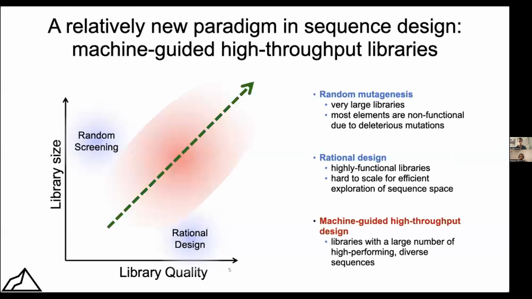And then there's this third paradigm, which is both what we're focused on at Dino, but also something a lot of people here work on in some form or another, which we call machine-guided design. And machine-guided design is just using machine learning models to design libraries that both have a large number of high-performing sequences, but also have high diversity and potentially can explore further out in sequence space. And again, hopefully this idea is familiar to many of you already.